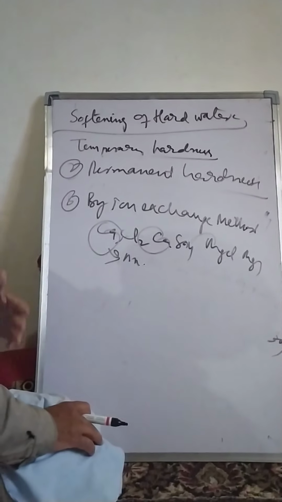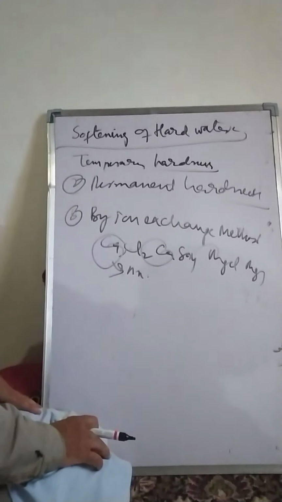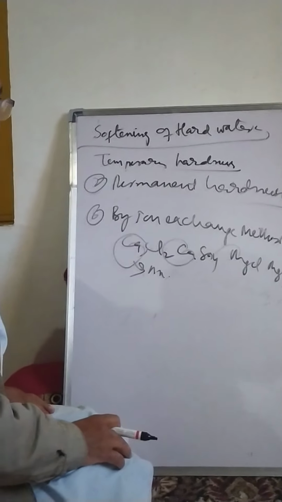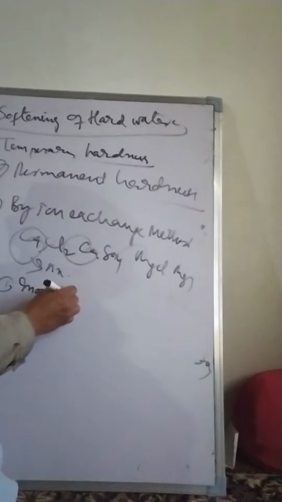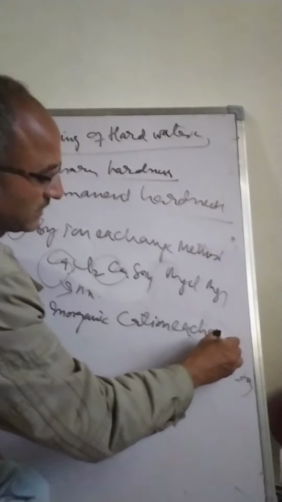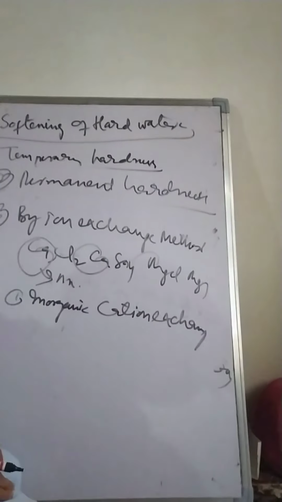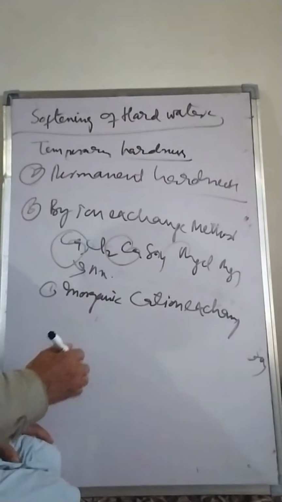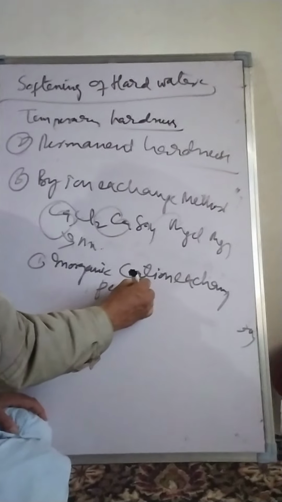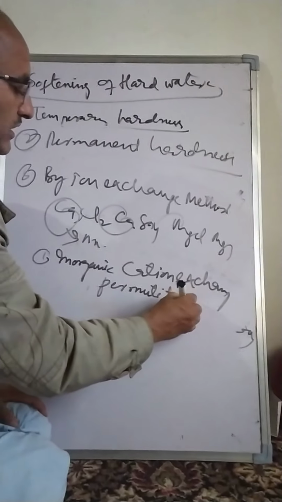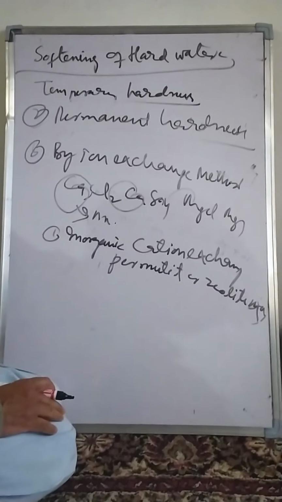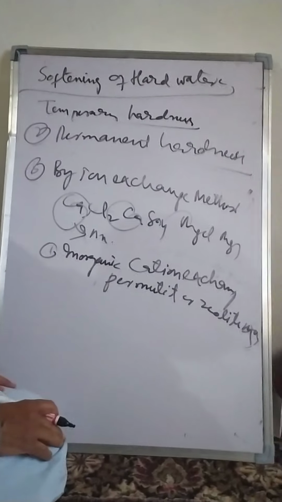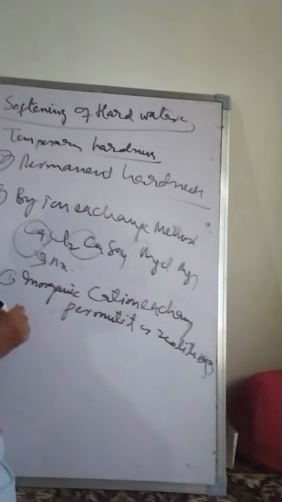Many methods are applied. One method is inorganic cation exchange. Inorganic cation exchange is also called the permutit or zeolite method. We have some inorganic salts like hydrated sodium aluminum silicate.